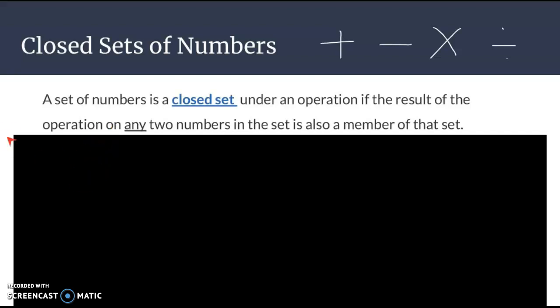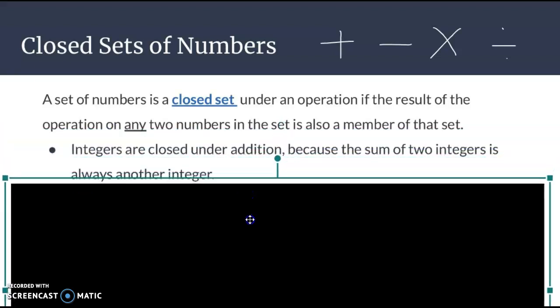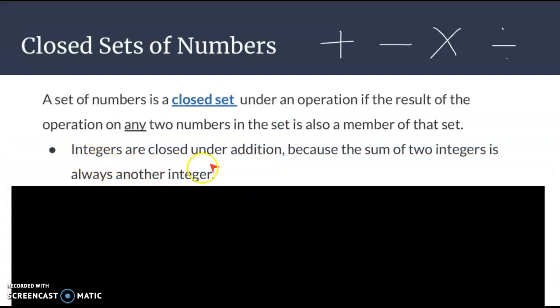Here are some quick examples illustrating that. Integers are closed under addition, like I just said, because the sum of any two integers is always another integer. So for instance, 2 plus 3 equals 5. 2 is an integer, 3 is an integer, 5 is an integer. Negative 7 plus 3 equals negative 4. Negative 7 is an integer, positive 3 is an integer, negative 4 is an integer. It turns out this is going to be true for any two integers you can think of. If you take an integer plus an integer, you'll always get a third integer.